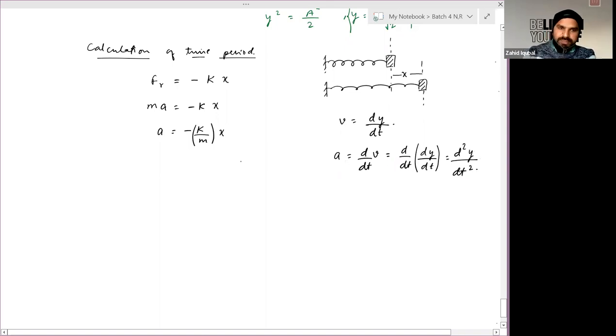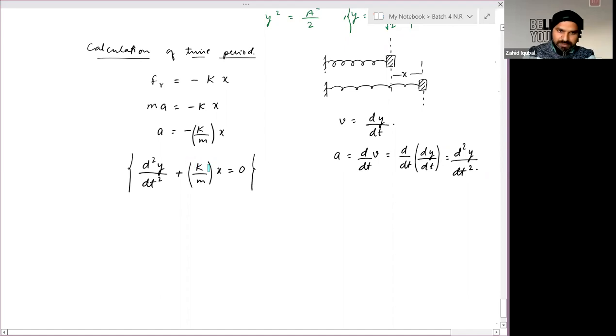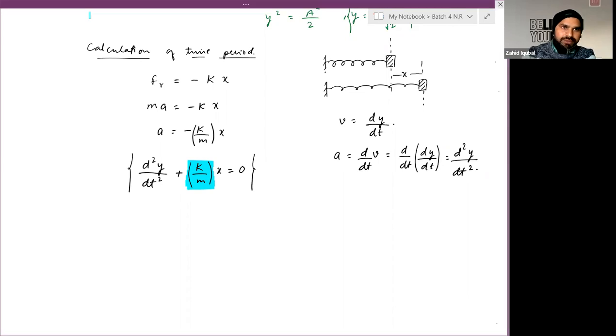Now put the value of a in this expression. So the second derivative of displacement with respect to time plus k by m times x equals 0. This is the general expression for this particular part. Now, if you compare this to the above, which we derived for the general equation of SHM, the coefficient of displacement here is k by m, and there the coefficient of displacement was omega square. Just one minute, let me show.